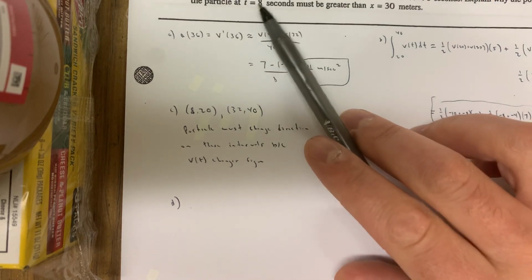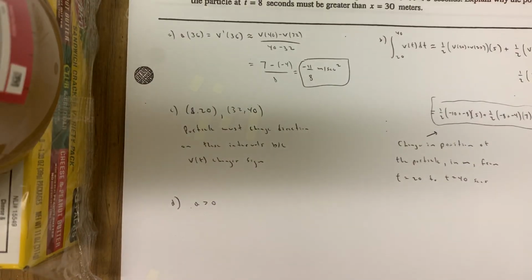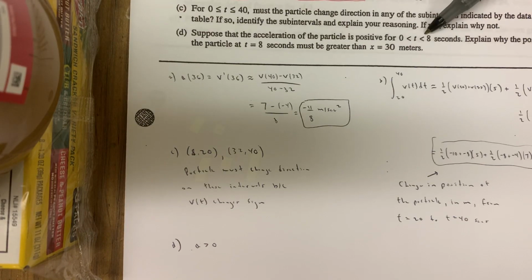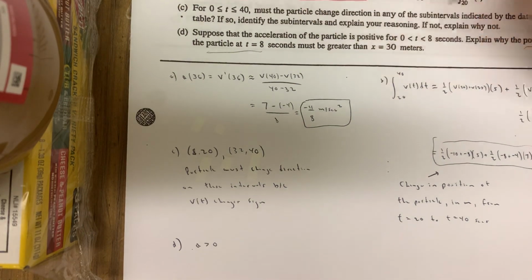But they say, suppose that the acceleration of the particle is positive. So acceleration is positive from 0 up to 8 seconds. Explain why the position of the particle at t equals 8 seconds must be greater than 30 meters. And people are like, what the heck are you talking about?